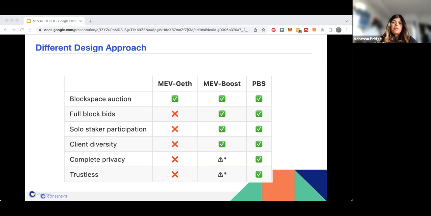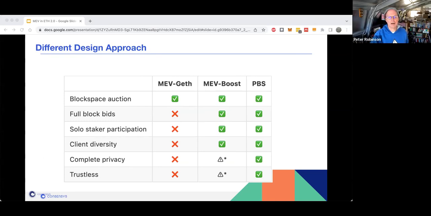In the case of MEV Boost, it does provide privacy, but it's still not fully private or trustless. You still need to trust some of the components. You still need to trust the relayers in that solution, versus proposer-builder separation, where there's more privacy and a trustlessness component. So next slide. So no one has implemented MEV Boost or PBS?